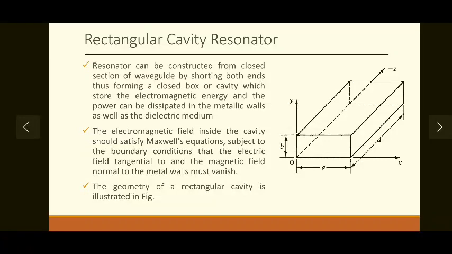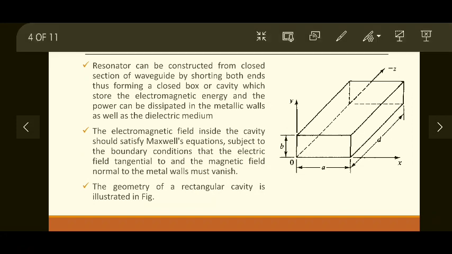So let's look at the rectangular cavity resonator. On your screen you can see the diagram of a rectangular cavity or rectangular waveguide also. Now if you compare this diagram with the geometry of a rectangular waveguide which we have discussed previously, here you will see three dimensions have been shown, that is A, B. Now here third dimension D is also essential.